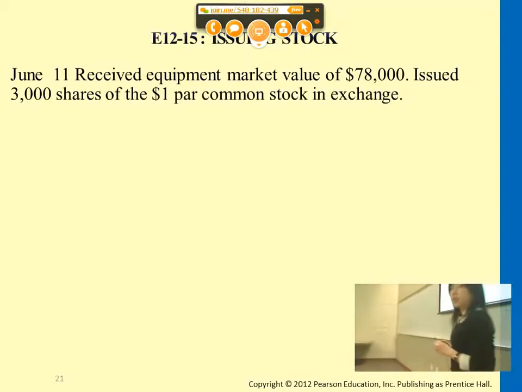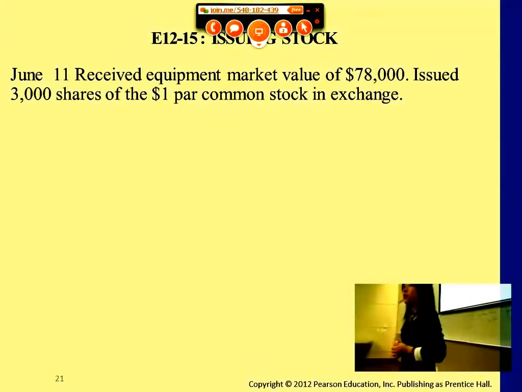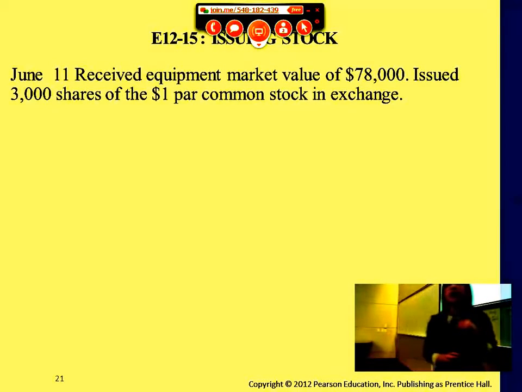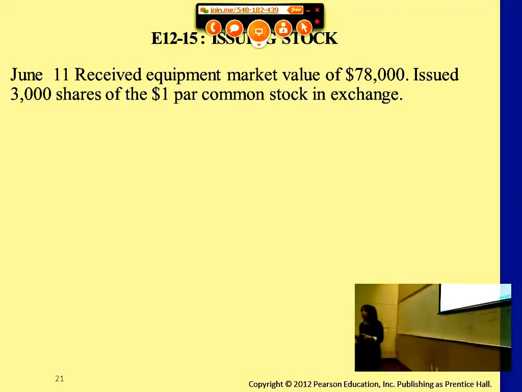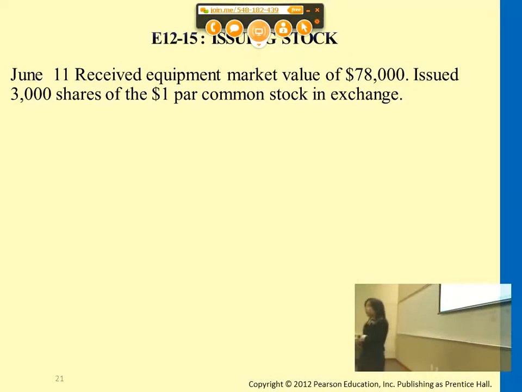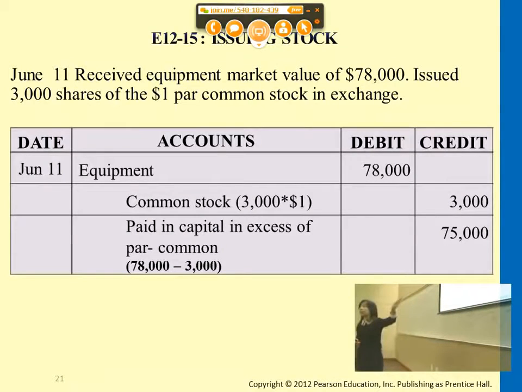Okay, now for the last case here, the company received equipment. The market value of the equipment is $78,000. In terms of receiving this equipment, they issued 3,000 shares that have $1 par value for common stock. So here we're comparing what we're receiving, $78,000, that's the equipment's value, with the face value of the stock, which is $1, times the number of shares, 3,000 shares that we're giving away. So there is a difference between these two amounts. That goes into the premium account, which is $75,000.